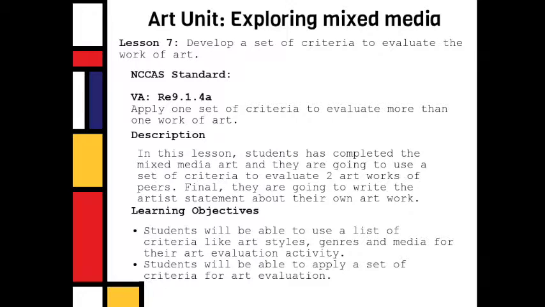And the final lesson in this unit is to develop a set of criteria to evaluate the work of art. In this lesson, students have completed the mixed media art and they are going to use a set of criteria to evaluate 2 artworks from their peers. Finally, they are going to write the artist statement about their own artwork. And the learning objectives are, students will be able to use a list of criteria like art styles, genre, and media for their art evaluation activity, and students will be able to apply a set of criteria for the art evaluation.